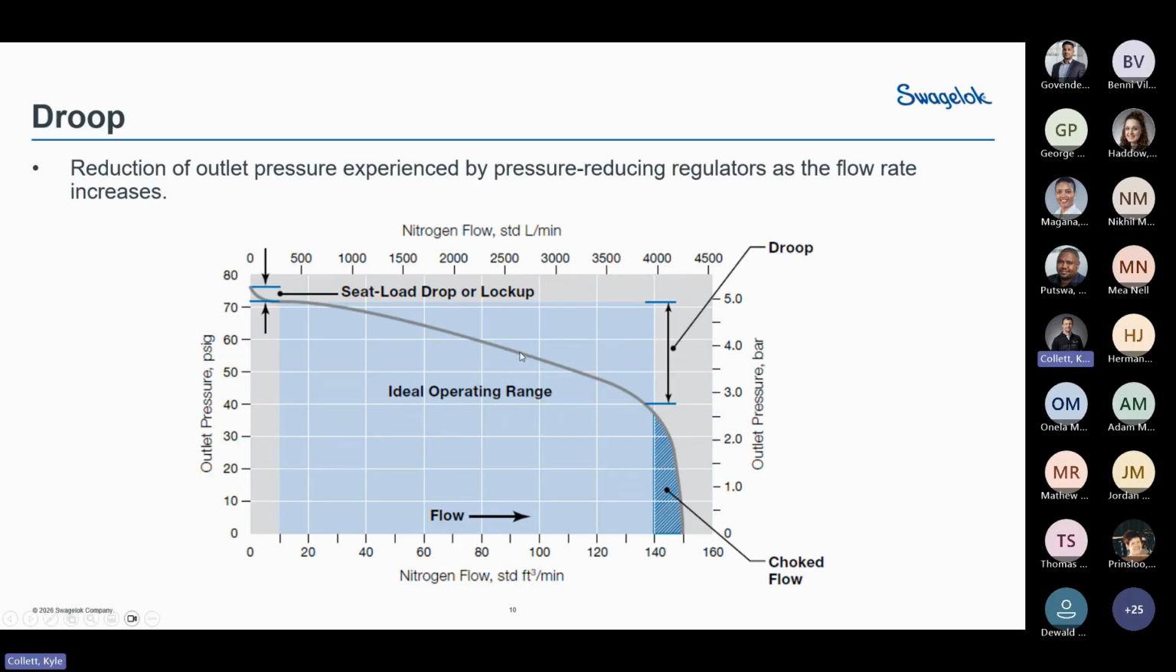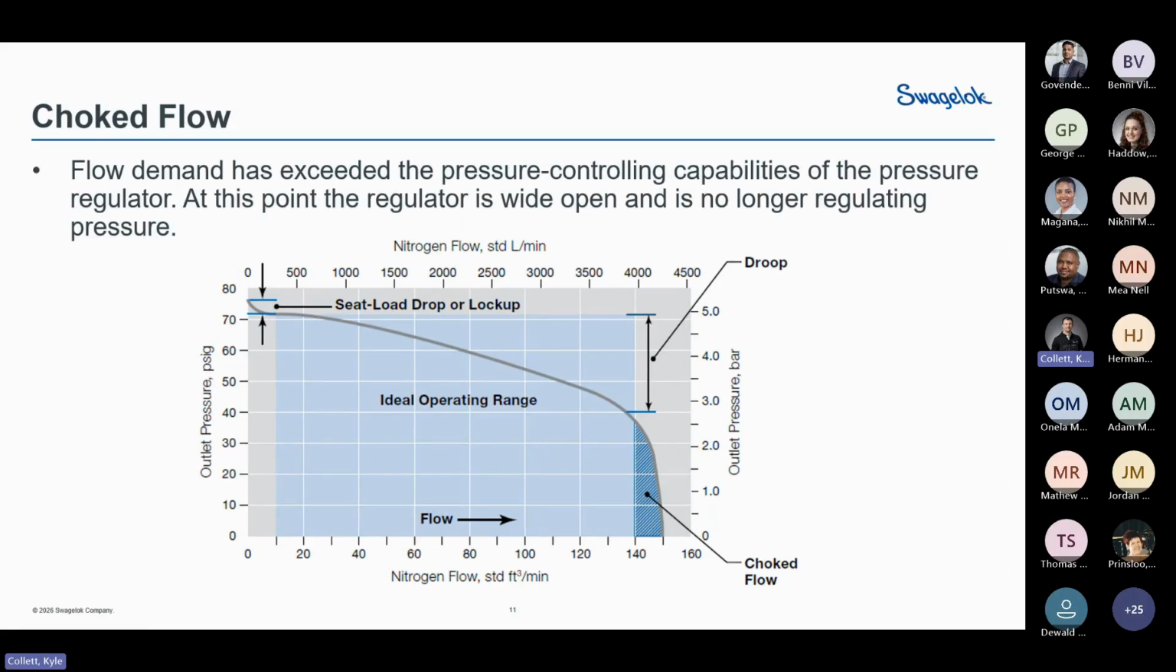As the flow increases downstream, and this could be for many reasons, such as an increase in demand or potential leaks downstream, you will notice that as you get an increase in flow, the regulator drops in the outlet pressure that it is able to supply. So as we get to about 3,000 liters per minute, you end up being able to output a maximum of 3.5 bar. Anything past that results in choked flow.